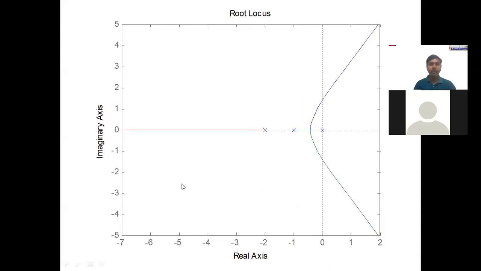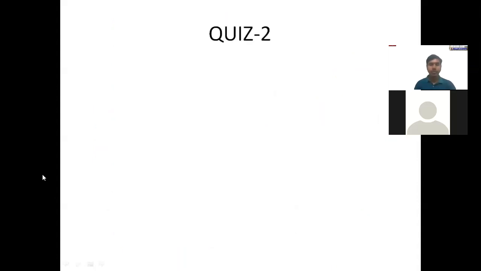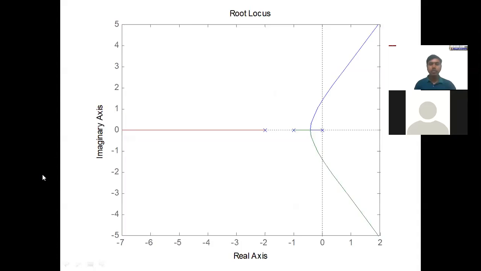And if you simulate this, the software will give a plot like this, and if you draw it also you'll get it like this. This is about the root locus method, and by this we can easily analyze the range of k where the system will be stable. I hope you understand the concept.